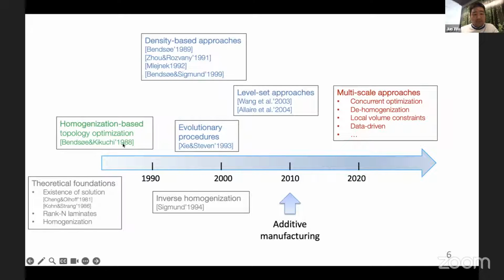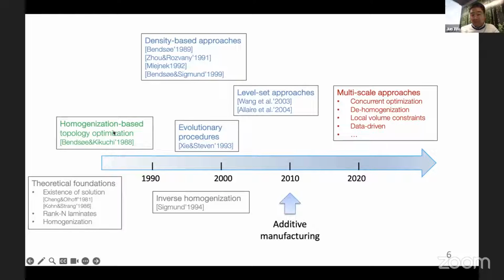The starting point of multiscale topology optimization, I would say, is the seminal work by Bendsøe and Kikuchi published in 1988. They proposed a homogenization-based topology optimization approach to optimize the distribution of unit cells with a rectangular hole. And these unit cells, they use numerical homogenization to evaluate the equivalent mechanical property and optimize the distribution of these unit cells. And this becomes the beginning of topology optimization as we know it today.